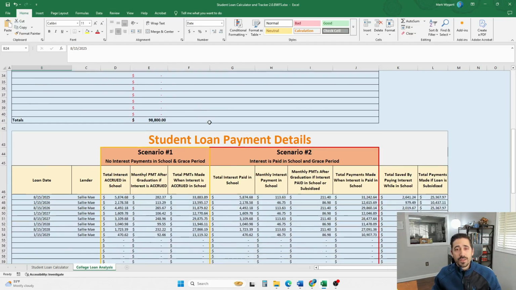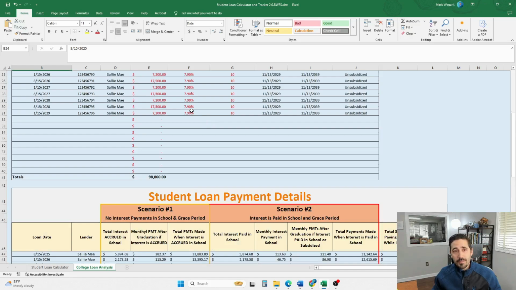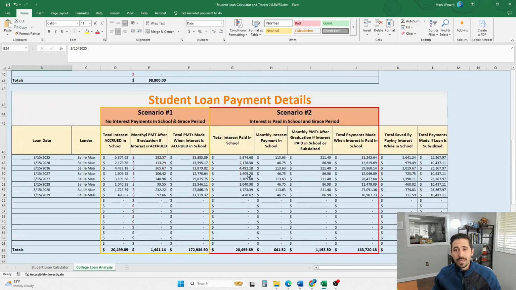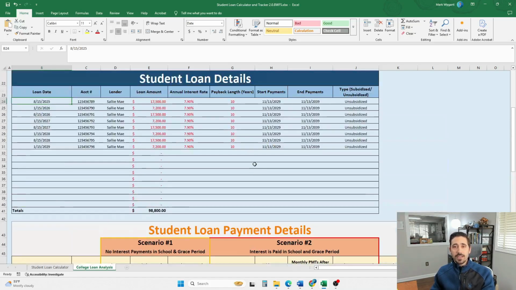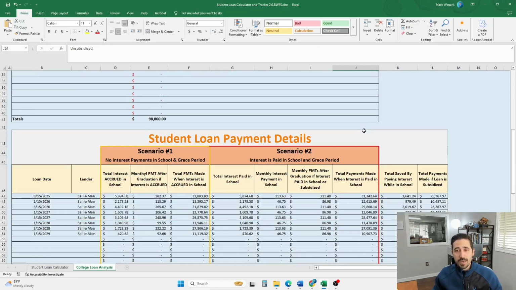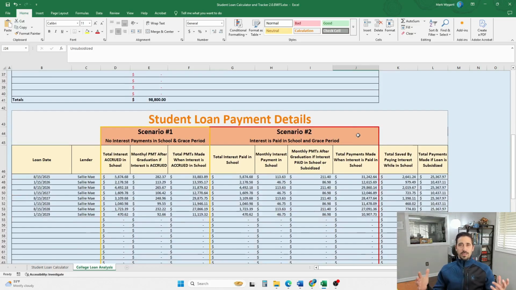So now once we fill this out, it automatically populates this loan data down here. And this is where all the information comes, where you can actually start going through and looking at different things, okay? So this takes your loan data, and whether you said unsubsidized or subsidized or unsubsidized without paying interest payments, you essentially get two scenarios, okay?